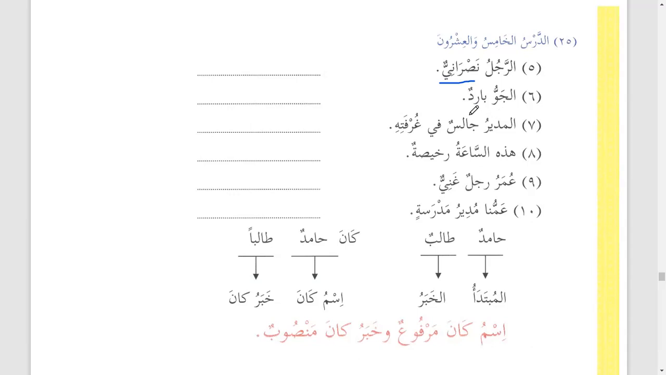Al-jawu baridun. The weather is cold. Kana al-jawu baridan. The weather was cold. Sayakunu al-jawu baridan inshallah. The weather will be cold inshallah. In fact, we should say kana al-jawu harran. The weather was hot according to our situation, right?